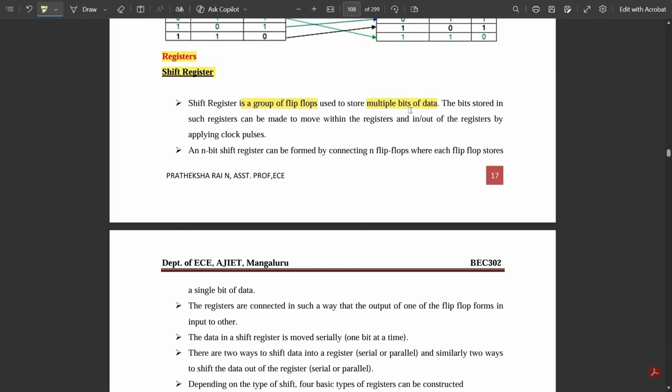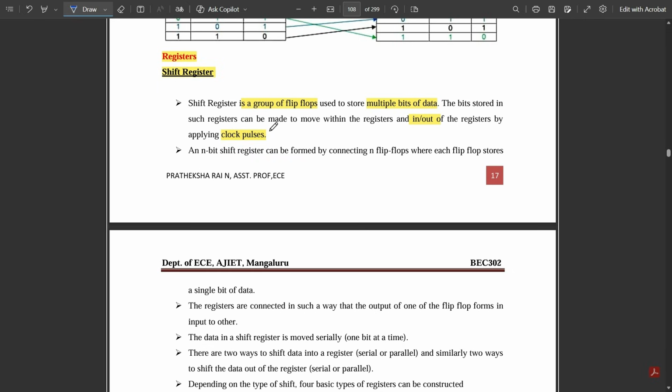So in order to perform operations on multiple bits at the same time, we use this concept called registers. Shift register means that it is a group of flip flops, right? One particular flip flop operates on one bit, and once that is done, we move to the next flip flop by shifting the values of the bits. That is basically called a shift register. So the bits stored in such registers can be made to move within the registers or out of the registers by applying clock pulses. The shifting takes place based on the clock pulses applied.